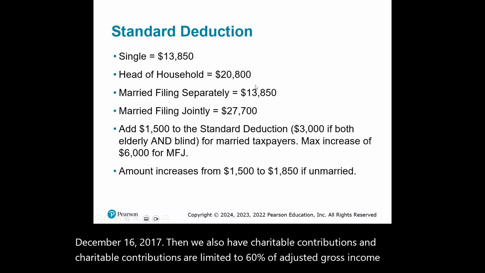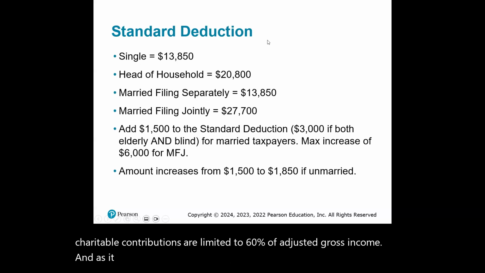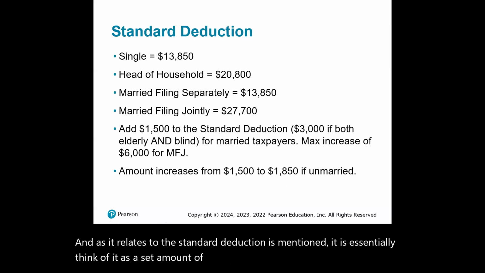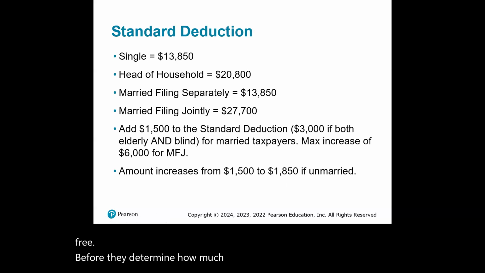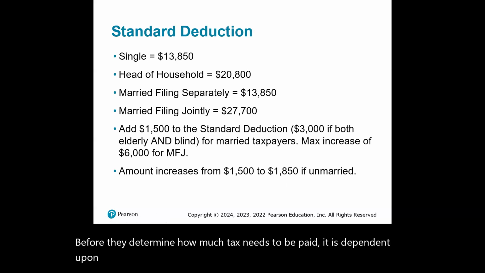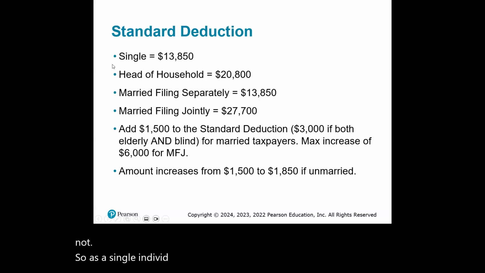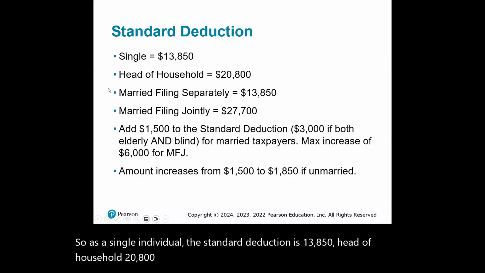income. And as it relates to the standard deduction, as mentioned, think of it as a set amount of money that the IRS allows you to keep tax-free before they determine how much tax needs to be paid. It is dependent upon your filing status, your age, and your vision, whether you are blind or not. So as a single individual, the standard deduction is $13,850, head of household, $20,800, married filing separate, $13,850, married filing jointly, $27,700.